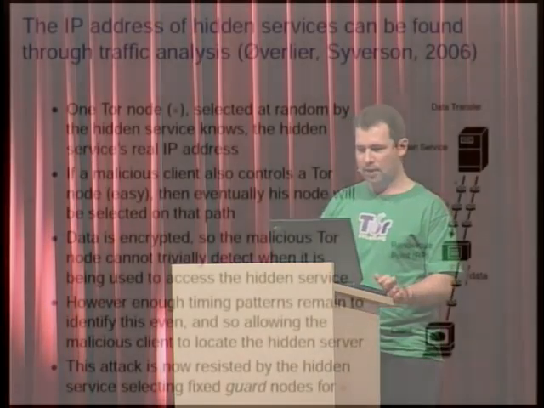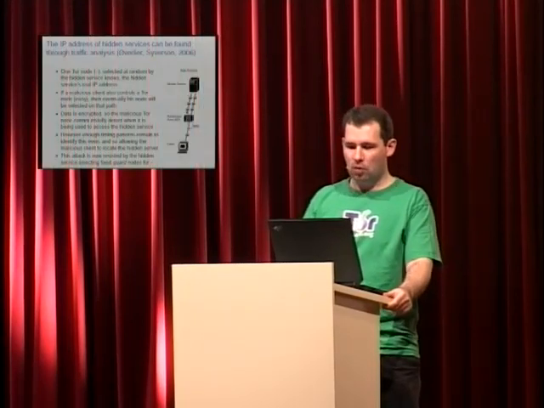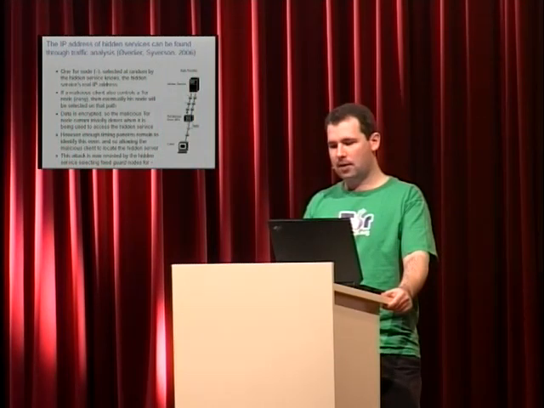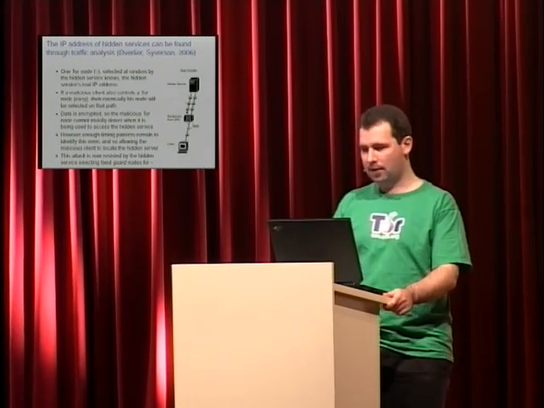Tor hidden services aren't perfect, and earlier this year, there was a paper published which showed one weakness in the Tor hidden service system. So this is the third stage from the previous slide up here. You'll notice that there is one Tor node here which has a direct connection to the hidden service. This means that it knows the hidden service IP address. What it doesn't know is the hidden service's pseudonym because the data going through it is encrypted. If an attacker owns one or two Tor nodes, then as the hidden service chooses these routers randomly, eventually the attacker will be in that position, and then the hidden service is vulnerable.